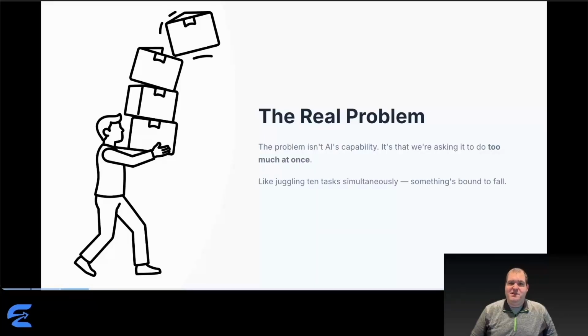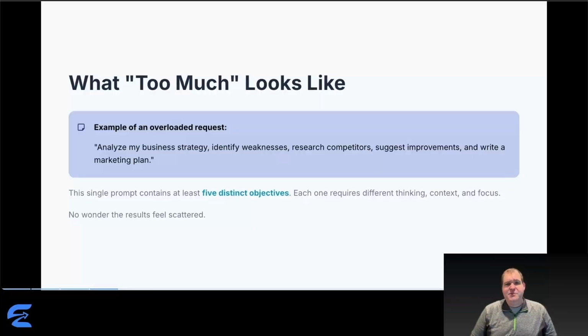The problem almost never is that AI isn't capable of helping with what you're asking. The problem is that you've asked it to juggle 10 things simultaneously. And just like a person trying to carry a stack of boxes that keeps getting taller, something's going to fall. AI can't gracefully multitask any better than we can. When you overload a prompt with multiple objectives, it has to split its attention. And when attention gets split, quality suffers across the board. Let me show you what I mean.